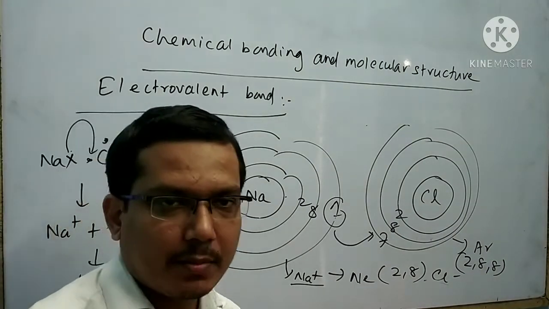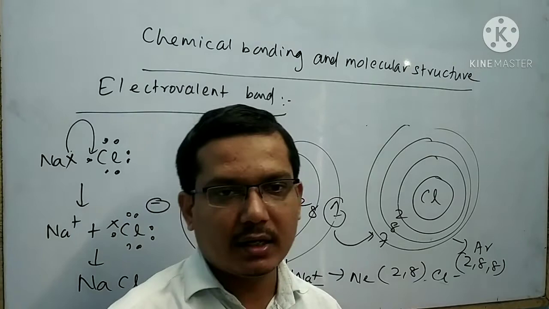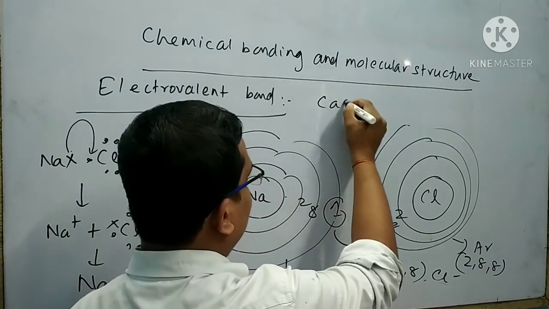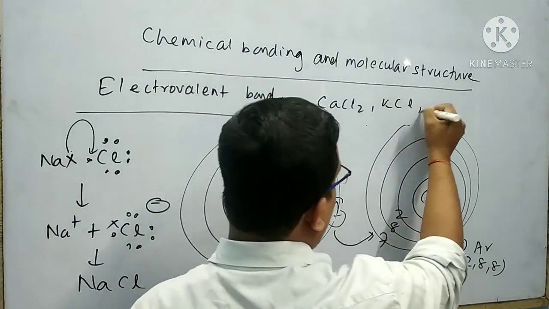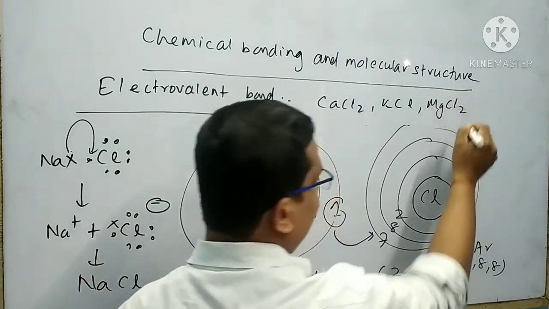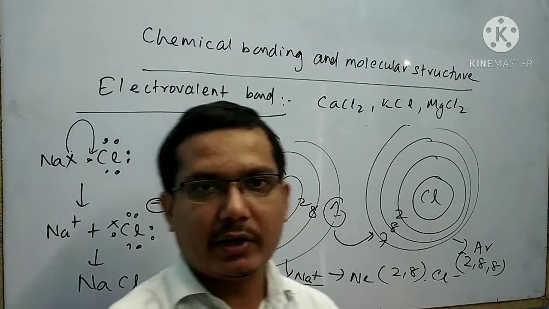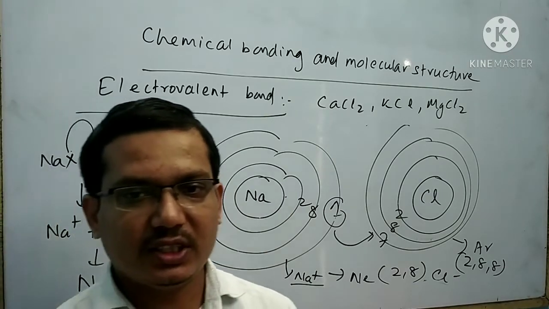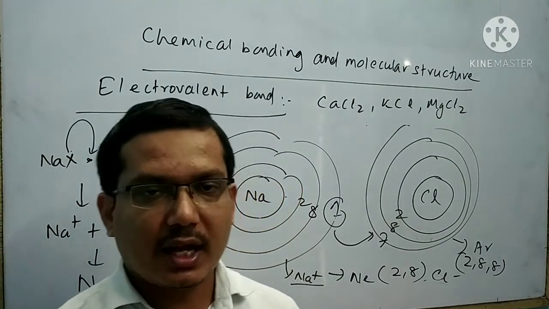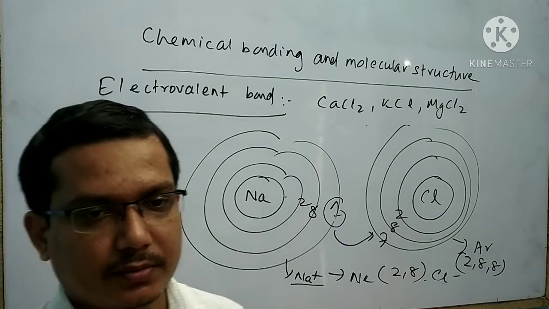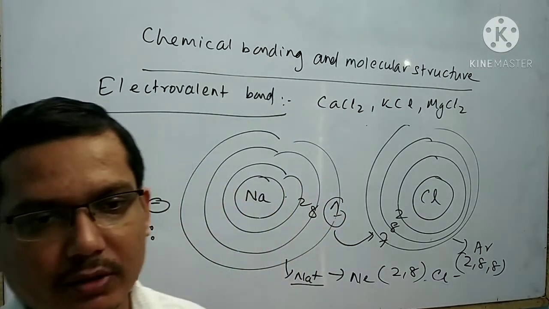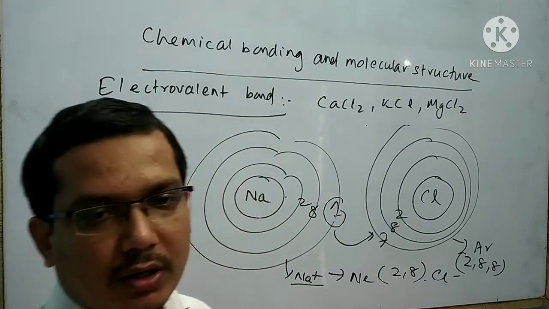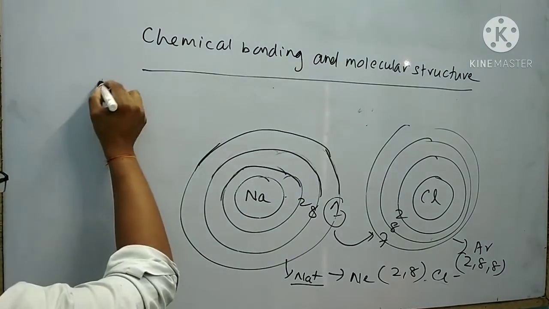The other examples like NaCl are CaCl2, KCl, MgCl2, K2O, MgO, Na2S, MgS. These are the examples. Next I will explain about the conditions for ionic bond.